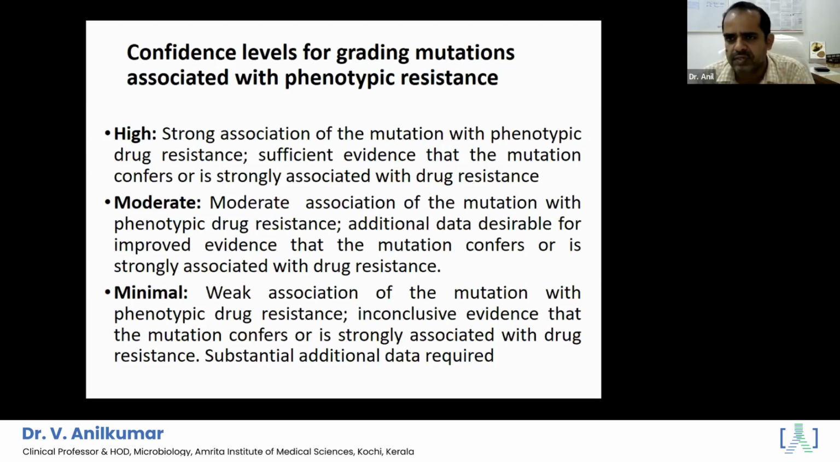Moderate means moderate association is there. More data is required. You cannot report it as resistant, but you can report that there is a mutation that has been identified, which is of moderate significance. It may not be associated with phenotypic resistance. Minimal is something that is totally benign. It doesn't confer any phenotypic resistance. So you get a lot of mutations, SNPs, but it did not confer phenotypic resistance based on the association, high, moderate, or minimal association.